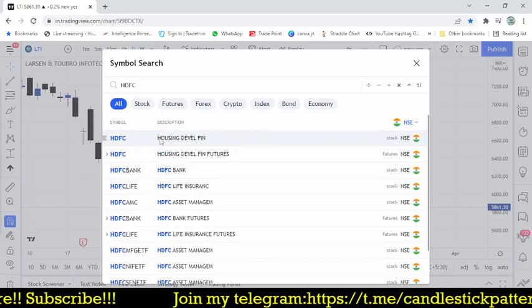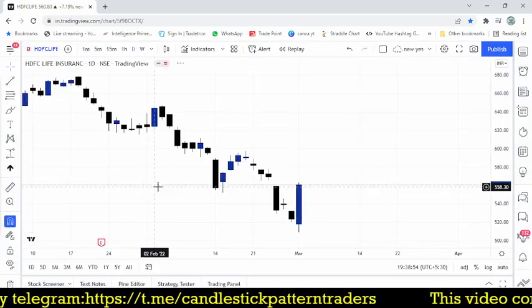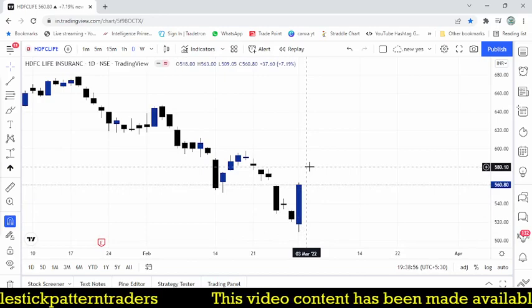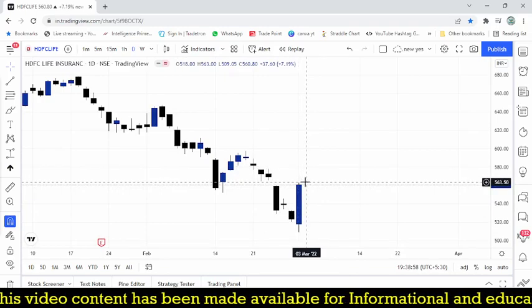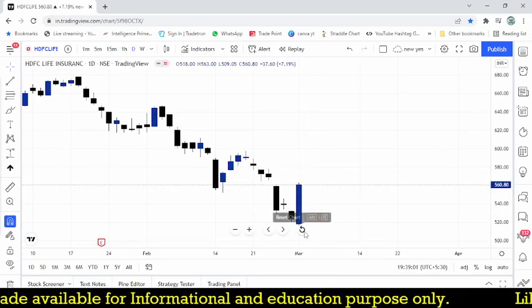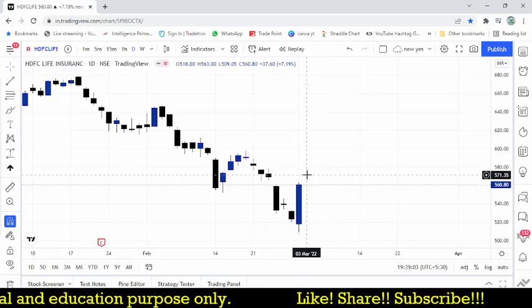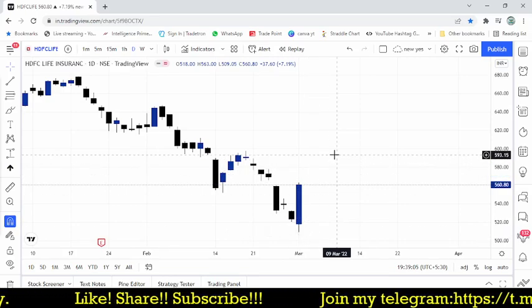So HDFC Life Insurance has a piercing line kind of candle. It is pierced, and it is a very big stop loss where we are going to take an entry opportunity here. We keep the stop loss below that level. So it is not good to trade. And the second one is Axis Bank.